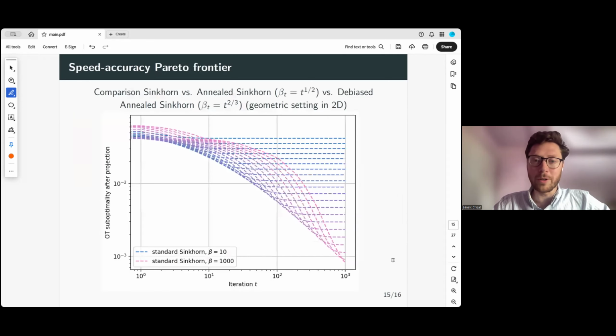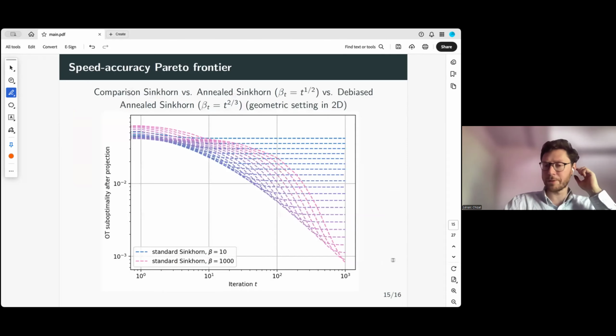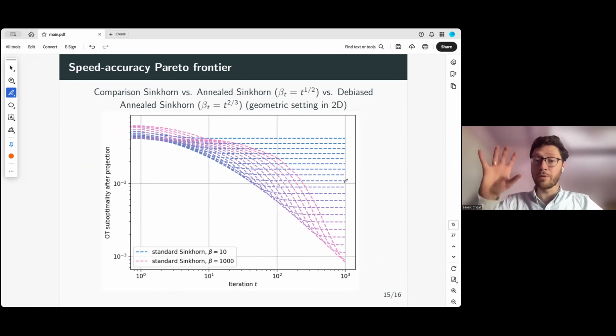And now I will conclude with some final numerical experiments where we will compare Sinkhorn versus annealed Sinkhorn and debiased annealed Sinkhorn. So here we only see the behavior of Sinkhorn algorithm to solve optimal transport. I plot the suboptimality as a function of the iteration. And the color here depends on the temperature that you have chosen for Sinkhorn's algorithm. Standard Sinkhorn has a fixed temperature. So it will converge quickly, but to some plateau, because in the end, beta is fixed, and we are not solving the optimal transport problem. So there is some irreducible error, which is the final plateau that we get here.